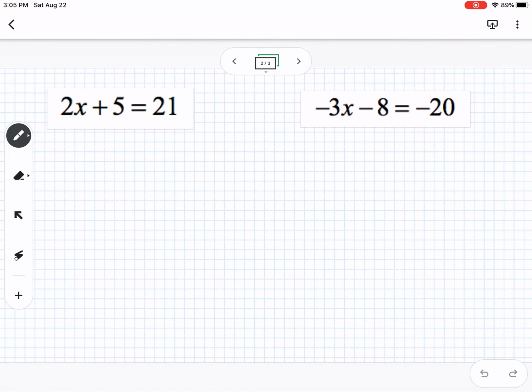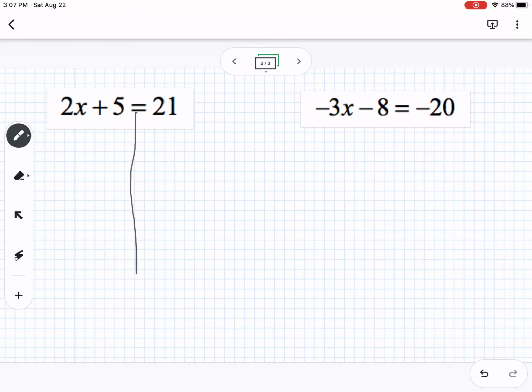Okay, so here are two examples of two-step equations. We're going to go through the one on the left first. Sometimes it helps if you draw a line through the equal sign, so that helps you keep balanced between what's happening on the left-hand and the right-hand side. Remember, we're using inverse operations to undo things so we can isolate the variable.